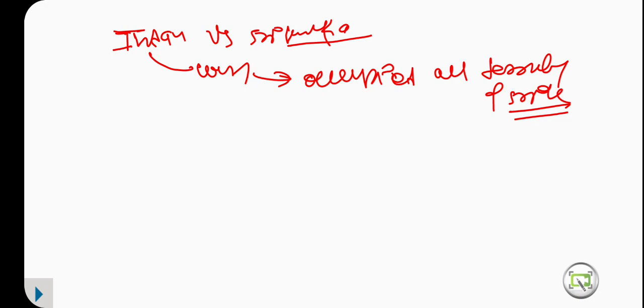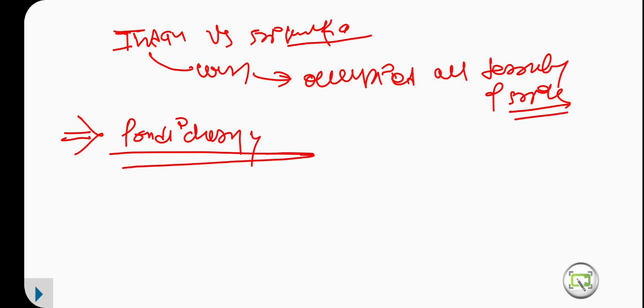So acquired territory is such a type of territory which is with us because of war, negotiation, agreement, or purchasing. Suppose today India makes an agreement with Bangladesh that some part of Bangladesh will be given to India. Then the part of Bangladesh which is transferred to India will be considered an acquired territory.